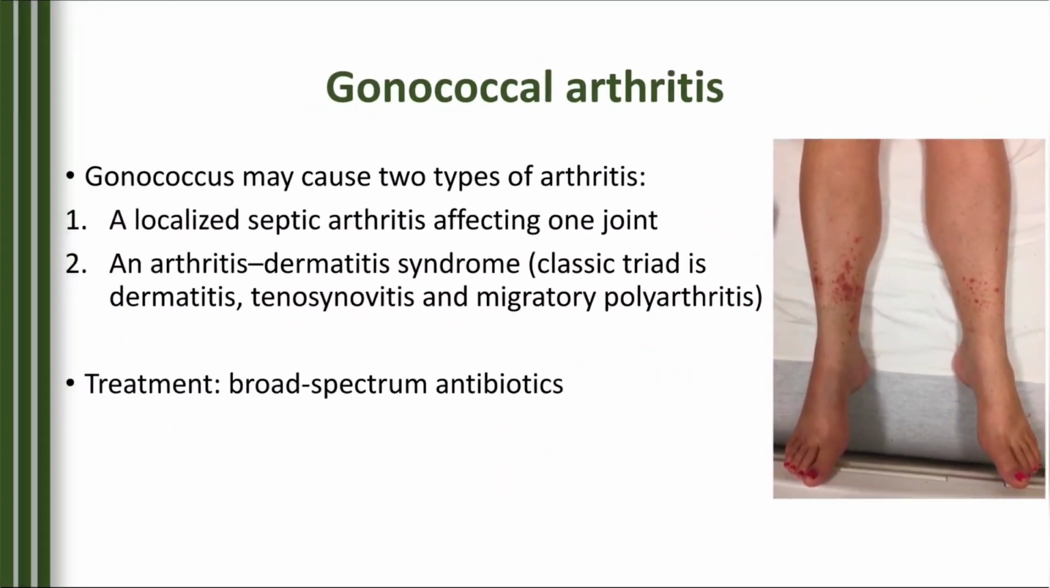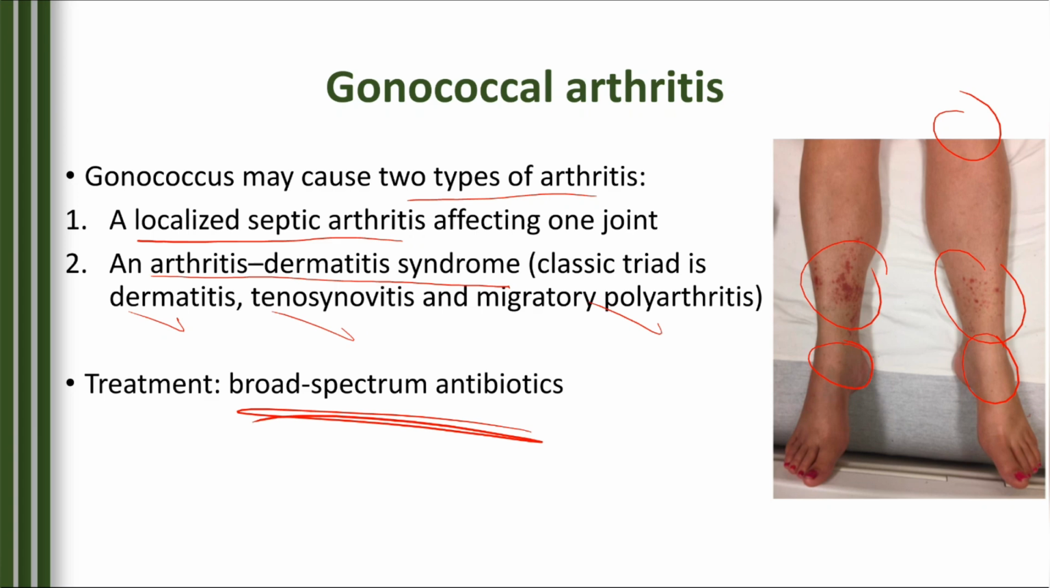Gonococcal arthritis, as we said, is usually common in younger sexually active people. It may cause two types of arthritis: a localized septic arthritis affecting only one joint, or an arthritis dermatitis syndrome. The classic triad is dermatitis like this, tenosynovitis, and migratory polyarthritis. The patient has pain here, then in that knee joint, then in the wrist, then in this joint. The treatment is broad spectrum antibiotics.